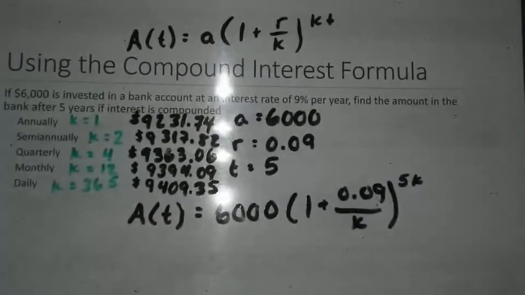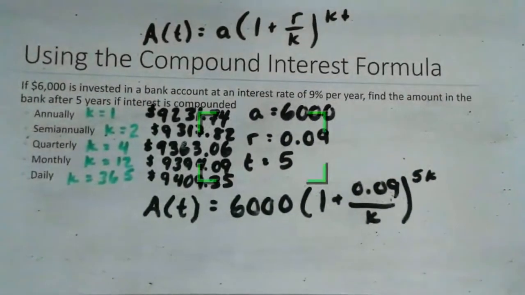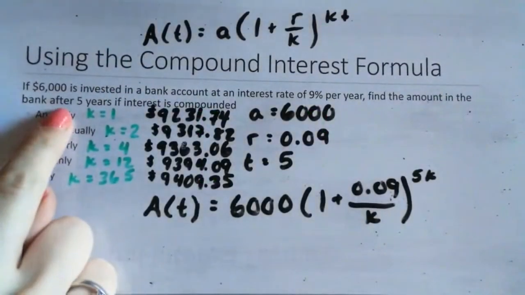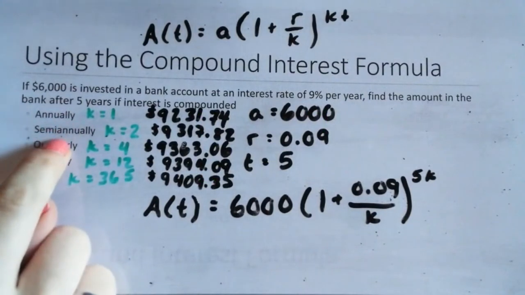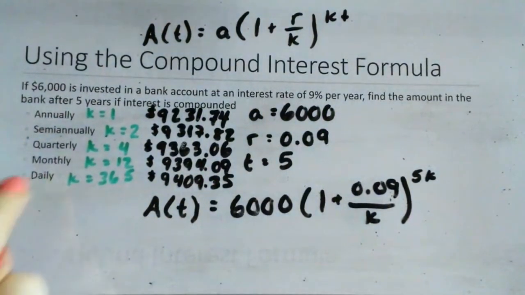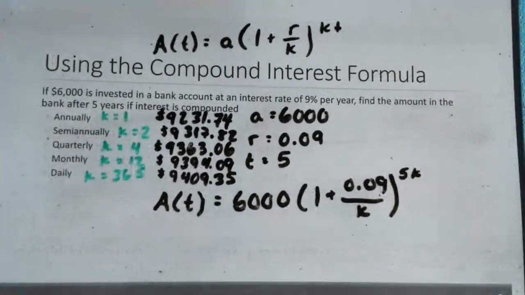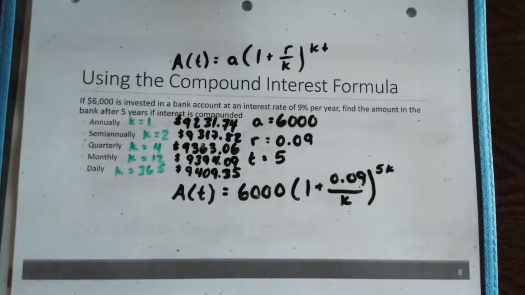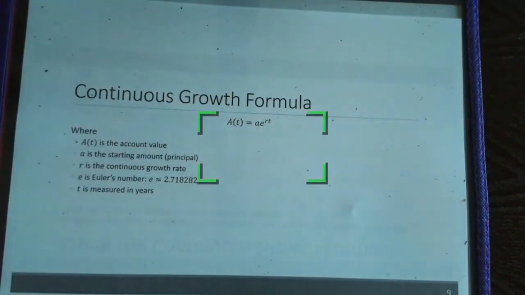So you may notice that as k gets larger, the value goes up. But it goes up more significantly in the beginning when we go from k equals 1 to k equals 2 or k equals 2 to k equals 3 than it does when we get higher up into monthly and daily. And you might be asking yourself, how far can I go? Can I compound twice a day? 4 times a day? 12 times a day? Every hour? Every minute? Every second? And there is a limit to where this goes. And that leads us to the continuous growth formula.